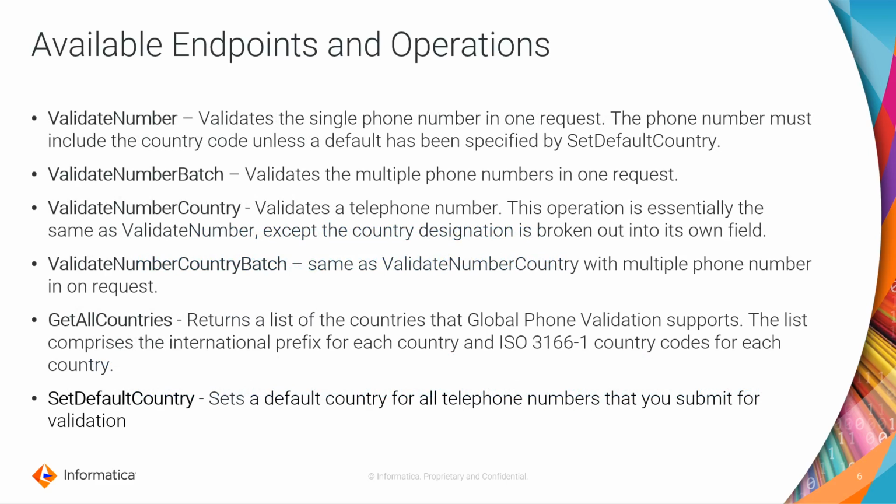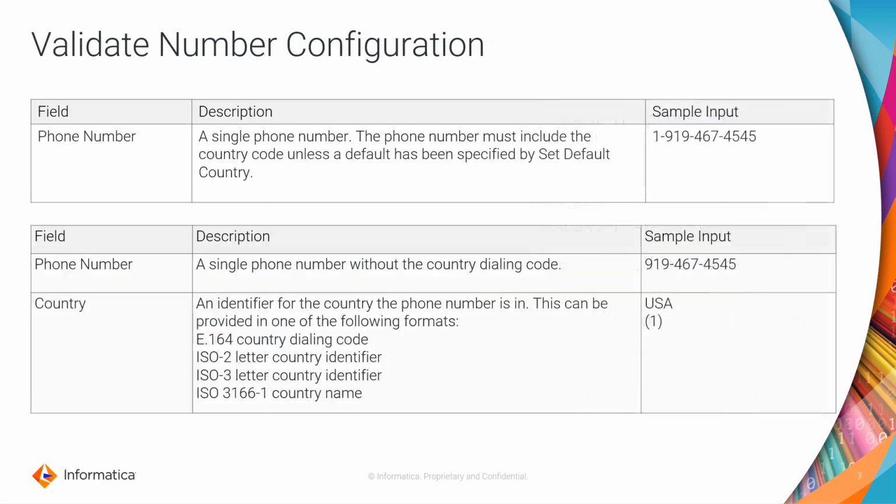Validate number will be used to validate a single phone number in one request. In this we need to provide the phone number along with the country code. Then we have validate number batch, where we can validate multiple phone numbers in a single request. Then we have validate number country, where we need to provide the phone number and the country separately. And validate number country batch will be used to validate multiple phones in a single request. Then we have the get all countries and the set default countries methods.